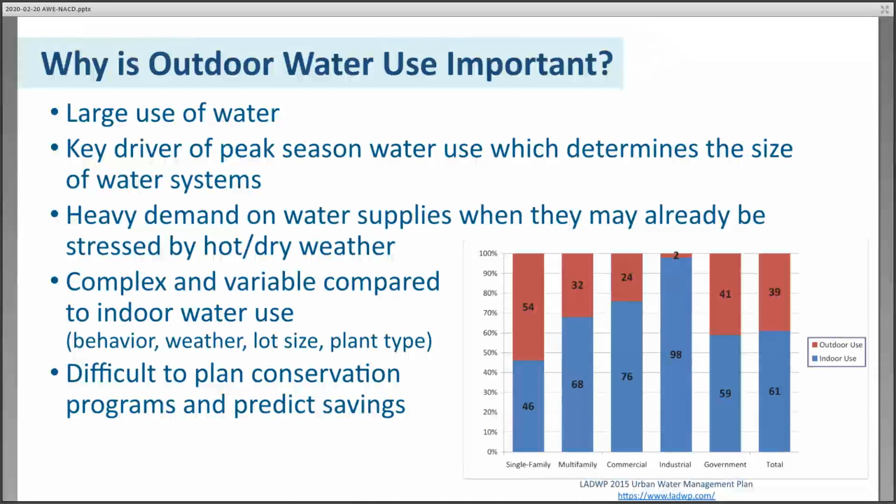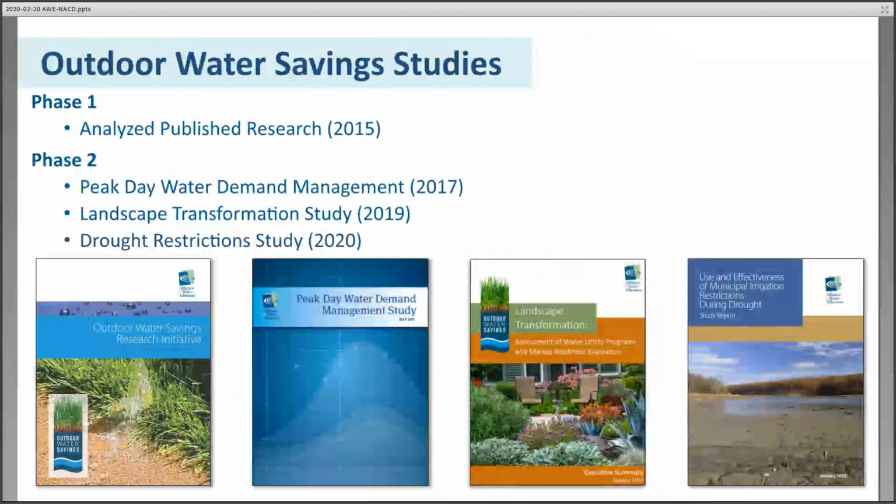And so all of this makes it very difficult for water utilities to plan conservation programs and know what types of savings they'll achieve. So we decided this is something we really need to undertake. So we started our Outdoor Water Savings Research Initiative, and in 2015, we conducted a study that looked at the published research and what's available so we could identify some needs based on the gaps in the research.